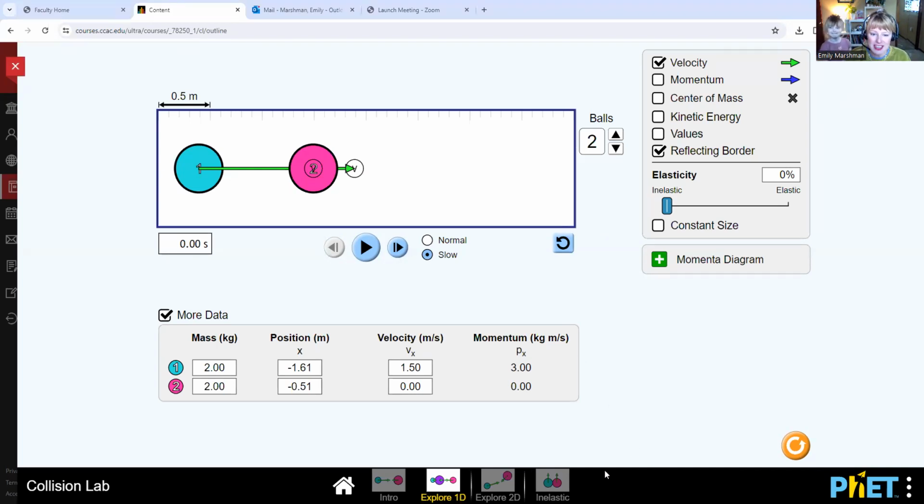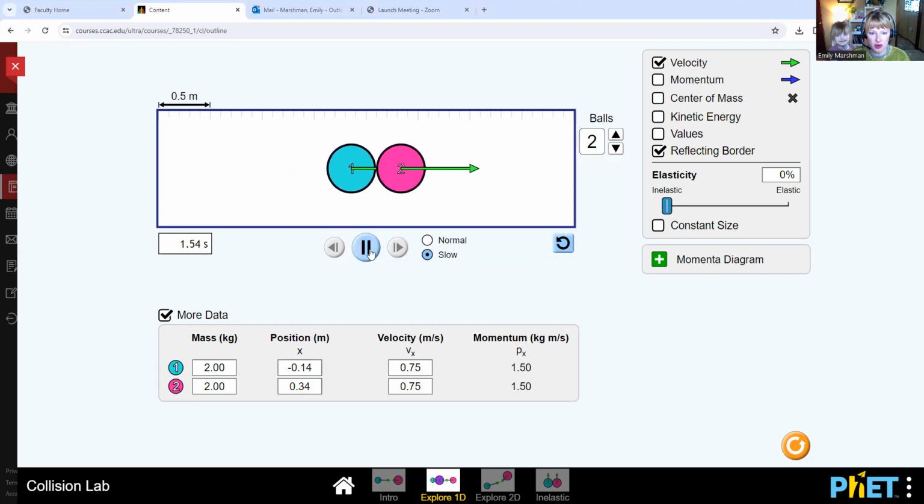All right, so the initial momentum is 3 kilogram meters per second. Let's run the simulation and see what happens. So here they collide and notice that they stick together and they move as one unit. Their velocity is 0.75. Now that's the velocity for both of them because they're stuck together as one unit, right? So they're going to have the same velocity afterward. And their momentum is 1.5 for each thing.